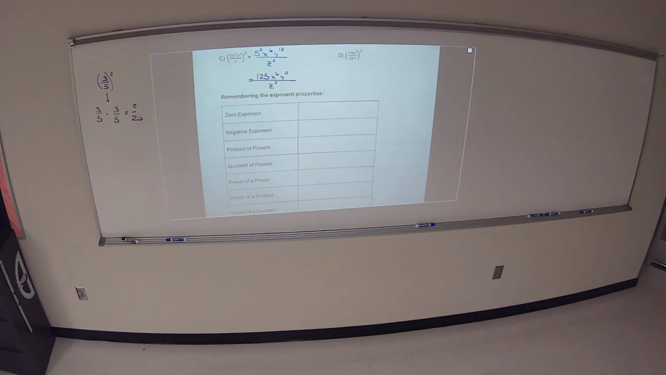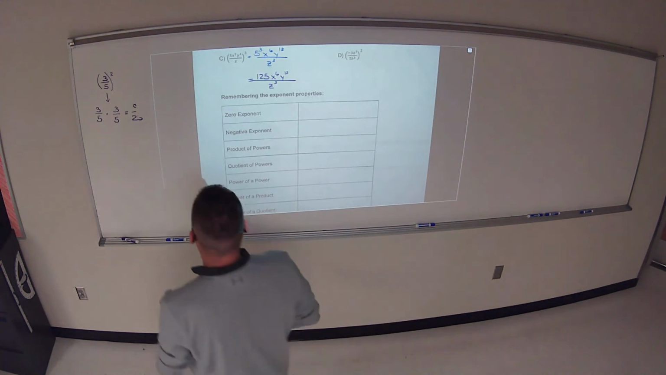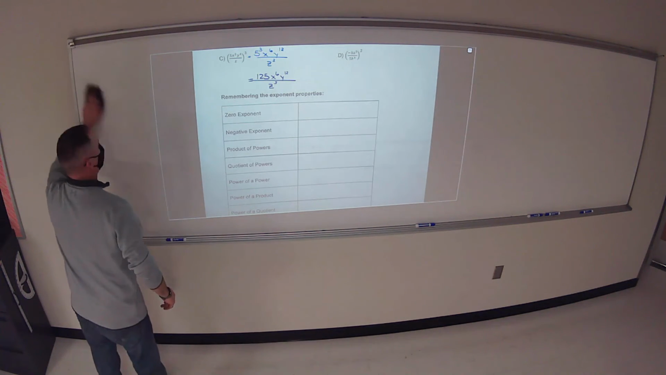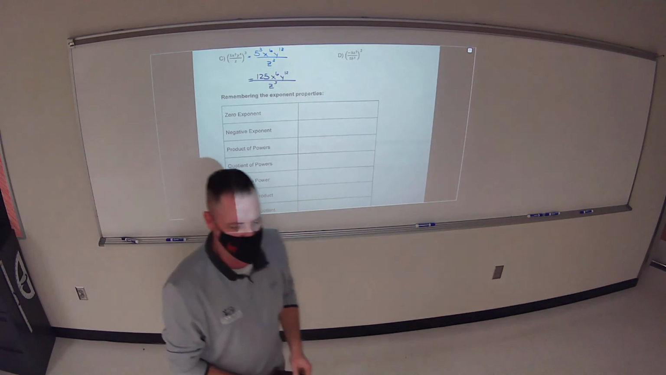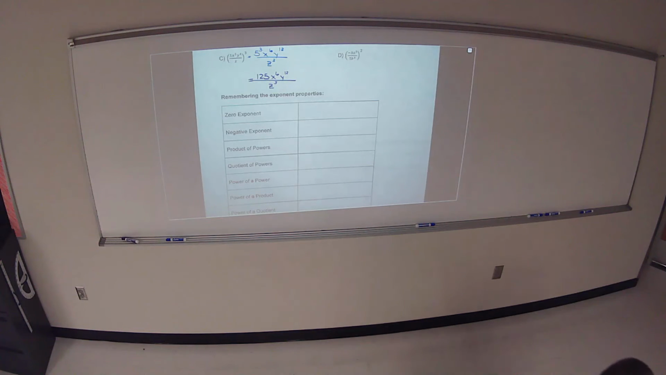Check your answer with letter C. I got 125 x to the 6th, y to the 12th over z to the 3rd. I do not have any like bases. I do not have any 0 exponents. I do not have any negative exponents. So that should be my final answer. Oh yeah, and by the way, my fraction can't be simplified.